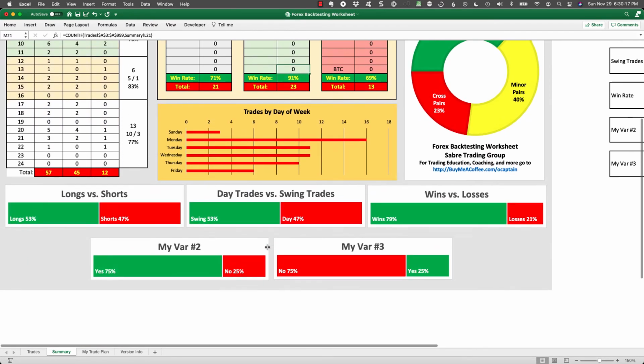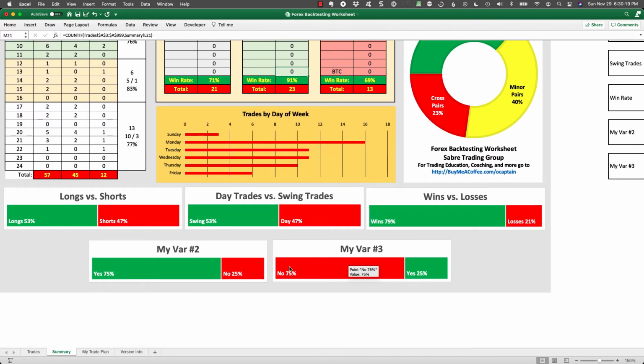All right. Now below that, we have a couple of yes/no values, longs versus shorts.